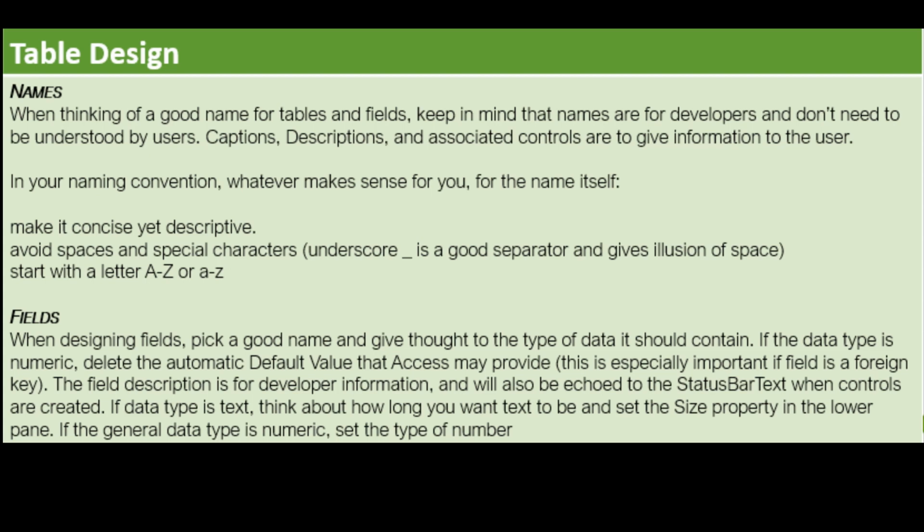But there's a couple simple rules when you're thinking of a good name. Make it concise yet descriptive. Always start with a letter, A through Z. And you should avoid spaces and special characters. Underscore is okay, but don't start with that. And numbers are okay in your names. However, a lot of times if you have a number in your name, it means your data isn't very well normalized. You're allowed to use them though, but don't put numbers at the beginning because that can really bite you.